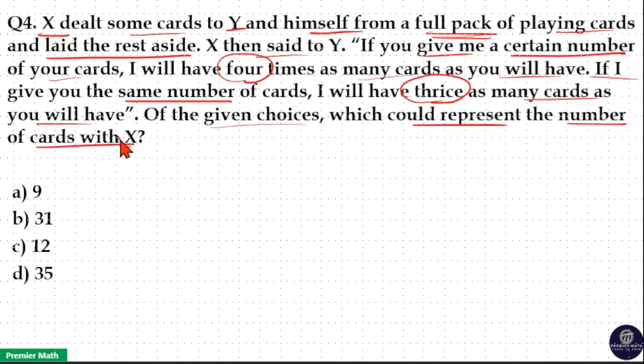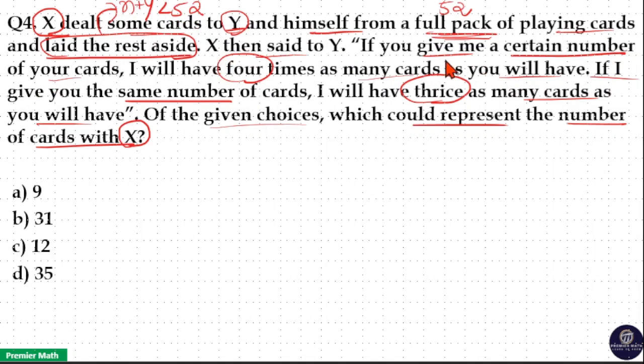From the question, it is clear that X has more number of cards. Consider X takes x cards and Y takes y cards from a full pack. A full pack means a total of 52 cards. Now, the remaining cards laid aside means x plus y should be less than 52.